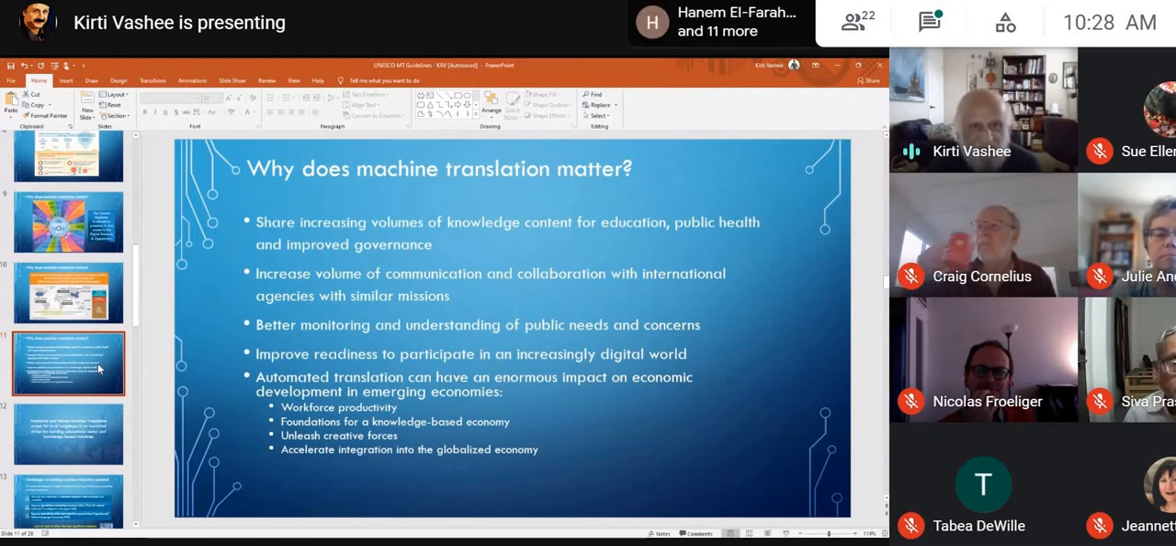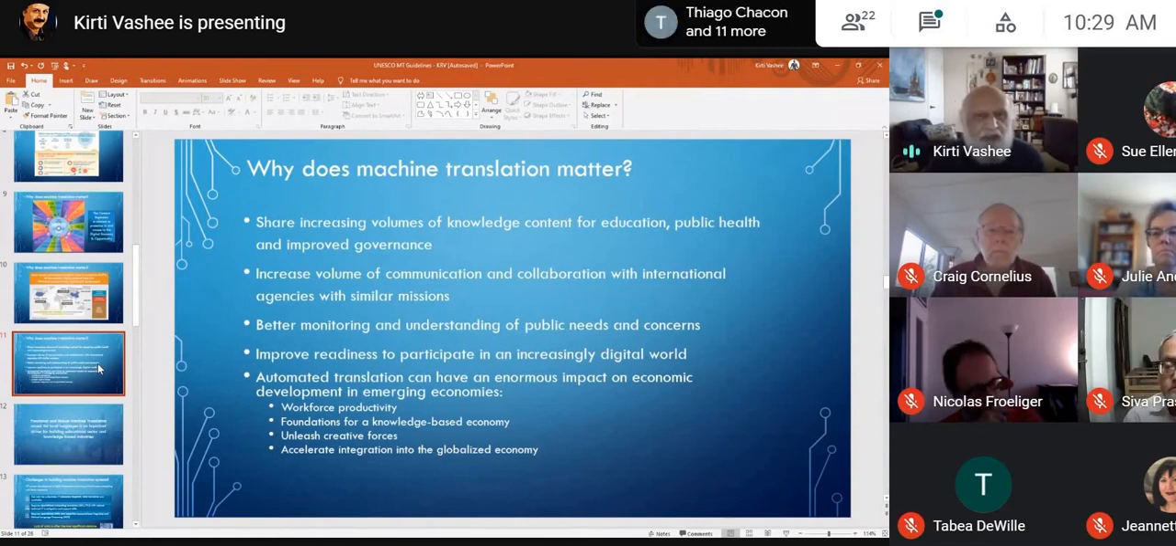And so, these are some of the reasons that many countries that have attempted to build more robust machine translation technology capabilities gave. There's better monitoring of understanding of public needs and concerns. While the elite populations all tend to speak English, the bulk of the local populations don't. And if you want to build public health and educational systems, so that a kid born in a village has the same access to becoming an engineer or becoming a participant in the AI economy, they need access to information. And so machine translation is a means to make this happen.